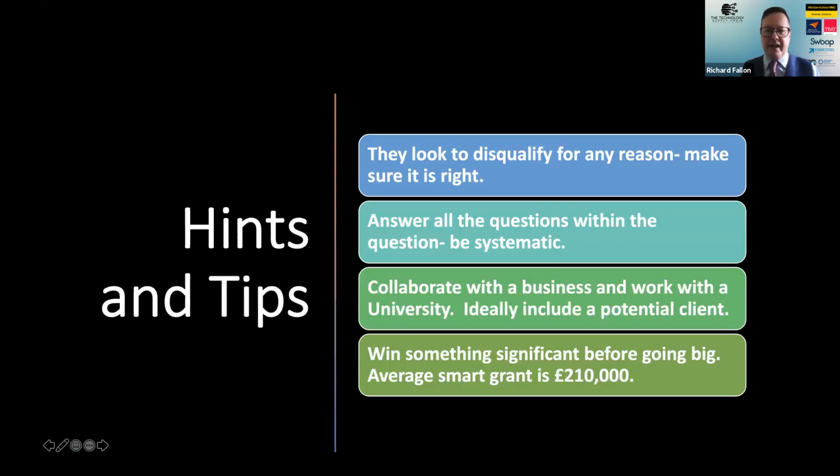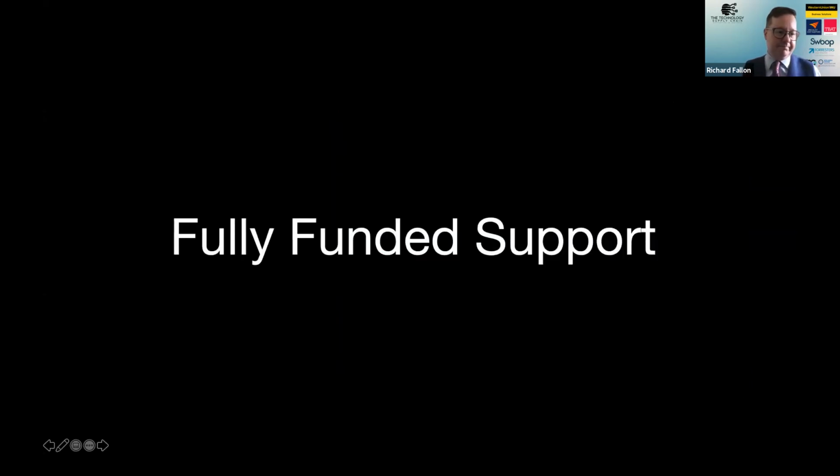So some hints and tips. They look to disqualify for any reasons, so make sure it's right. Answer all the questions when asked, be systematic. Collaborate with the business and work with the university, and win something significant before going big.